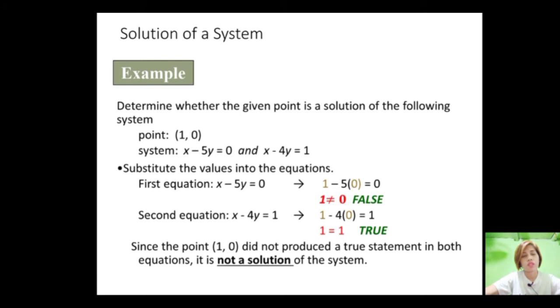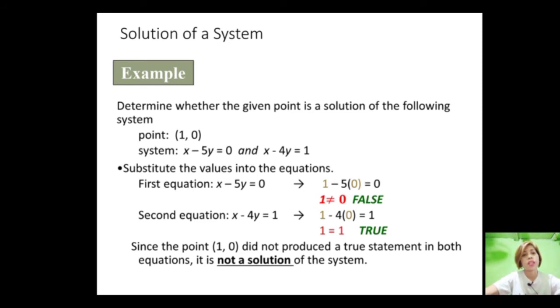Let's have the second equation. So, the second equation is x minus 4y is equal to 1. So, x is 1, and then 4 times 0 is 0. So, 1 minus 0 is 1. So, dito po sa second equation, nag-true siya.